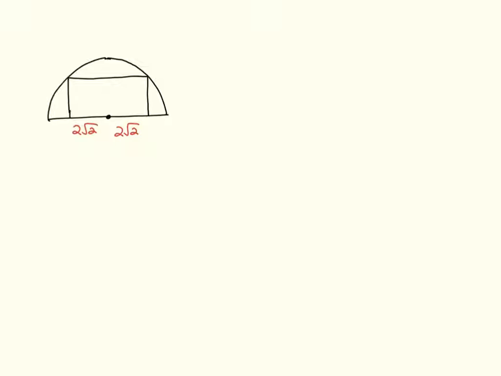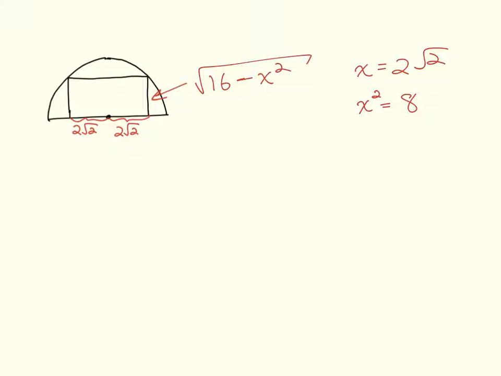From the previous slide, we know that we have a semicircle with an inscribed rectangle, and we figured out that the x value has to be positive 2 square root of 2. That's this distance and this distance. Also in the previous slide, we know that the side of our rectangle was the square root of 16 minus x squared. Well, we knew that x is 2 square root of 2, and when you square that, you get that x squared is 8.